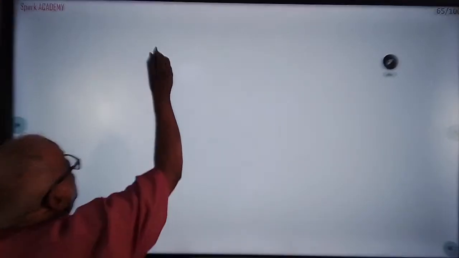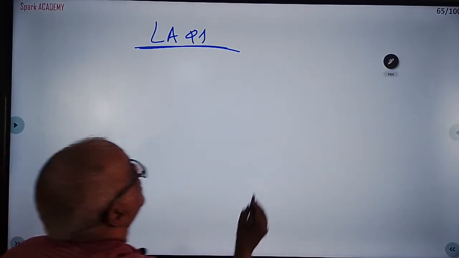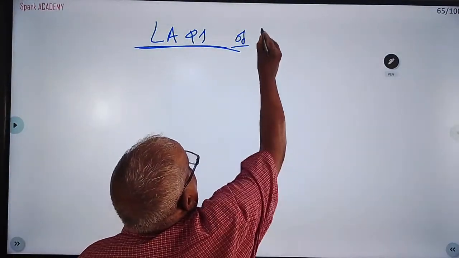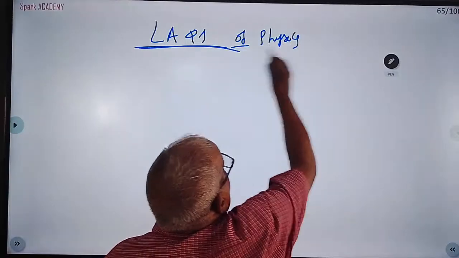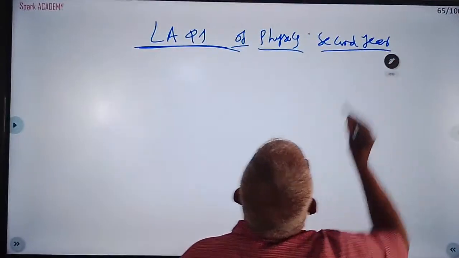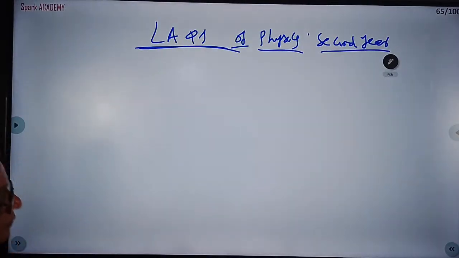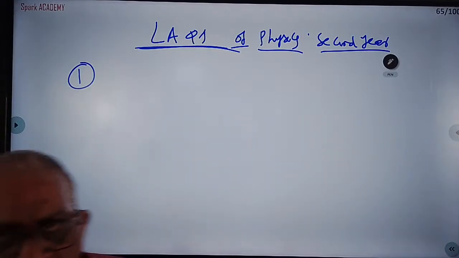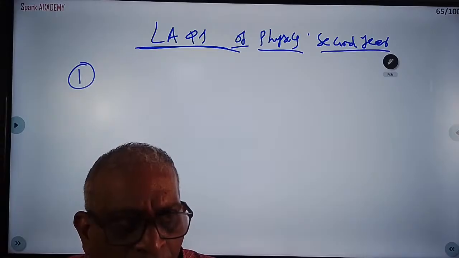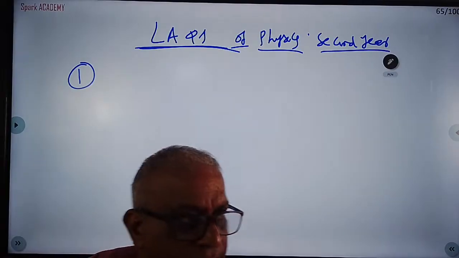Students, we are doing LAQs now. Long questions of physics, second year. I am doing them selectively. Strings I am leaving, please leave them. I am doing closed pipes, open pipes and Doppler effect now.